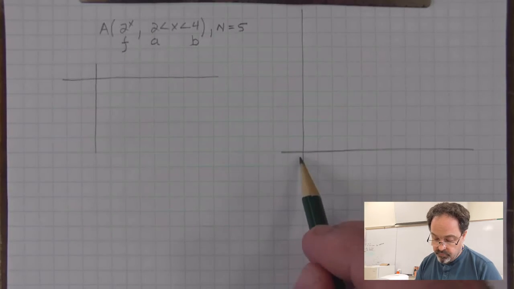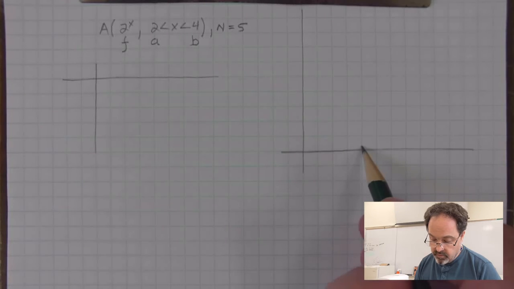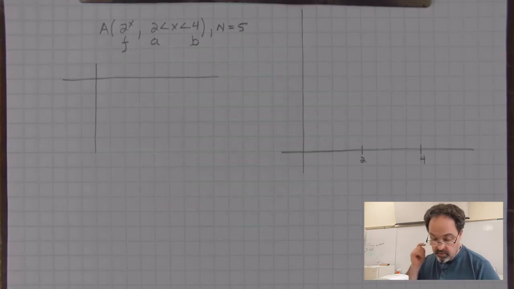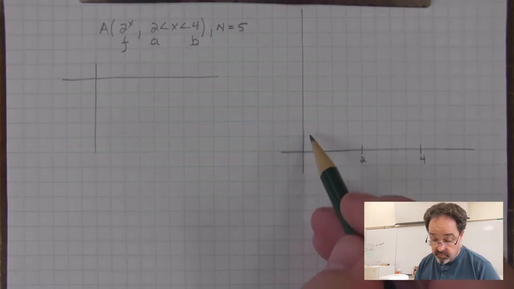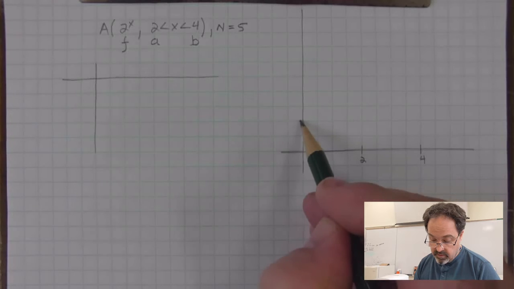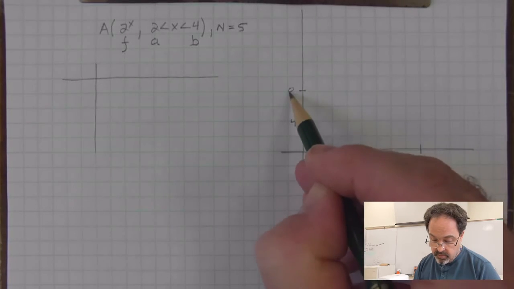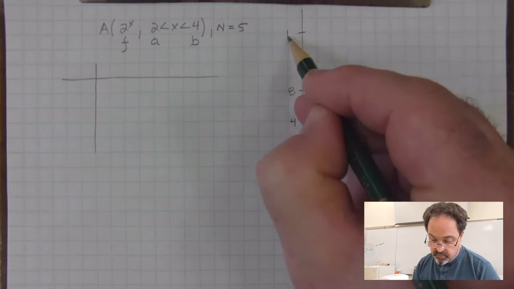I'm going to choose 2 boxes to represent 1 unit and put tick marks at the lower bound and upper bound, 2 and 4. I'm going to choose 1 box to represent 2 units on my vertical axis. So we have 4, 8, 12, and 16.